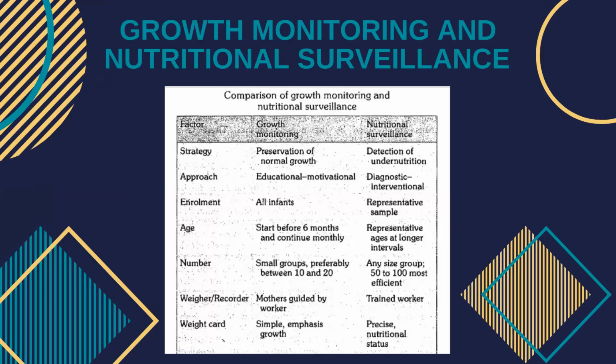This is the comparison between growth monitoring and nutritional surveillance. The strategy for growth monitoring is preservation of normal growth, while for nutritional surveillance, it is detection of undernutrition. The approach is educational and motivational for growth monitoring and diagnostic and interventional for nutritional surveillance. All infants are enrolled in growth monitoring and only a representative sample is enrolled in nutritional surveillance. Age is 6 months and continues monthly for growth monitoring, and representative ages are taken for longer intervals for nutritional surveillance.